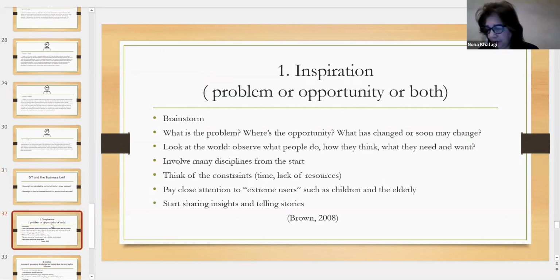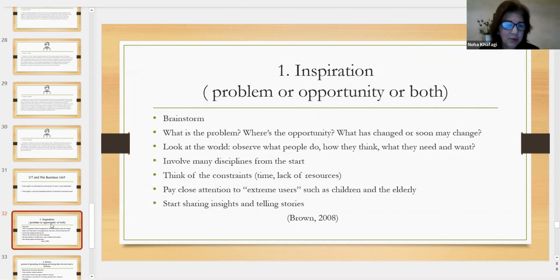Now, Tim Brown, also a proponent of design thinking, says that design projects must pass through 3 spaces. It should pass through the inspiration stage, the ideation stage, and the implementation stage. So I'm looking at the time. What is the problem? Where's the opportunity? What has changed or soon may change?